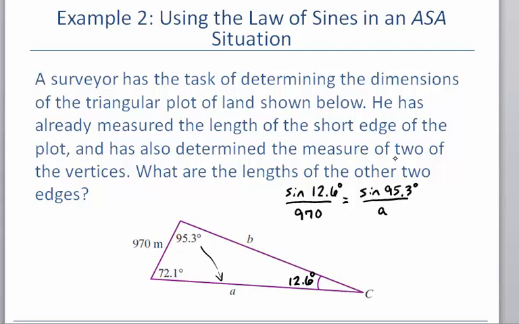Now remember that the best way to solve this is to use cross multiplying and then solve for side A. And so we're going to do that. We're going to cross multiply in this direction first, so we're going to have A times sine of 12.6 degrees. And then we're going to cross multiply in this direction, so 970 times sine of 95.3. To solve for side A, we're going to divide both sides by sine of 12.6.